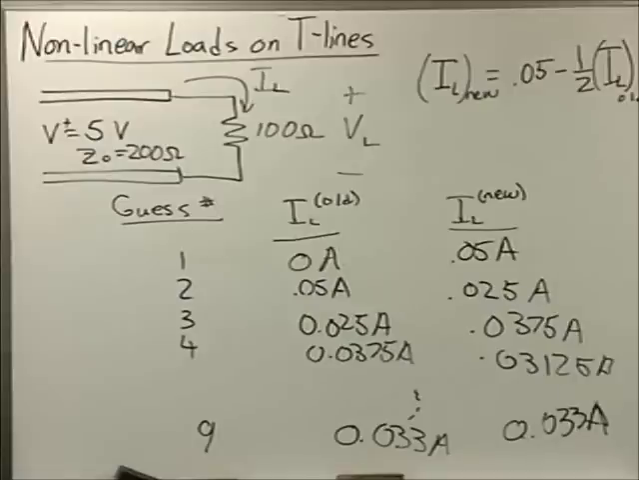Yeah? I'm just wondering, why didn't you just initially solve and make them equal to each other? Okay, so I said this is for illustrative purposes. We're going to do an example right after this where that's not possible.